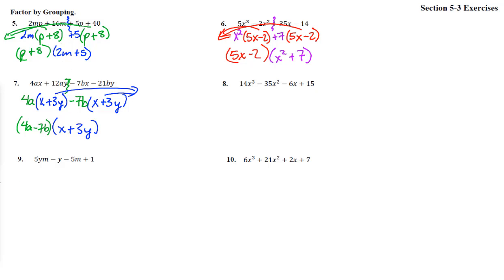All right, number 8. Let's split this one up, cut it down the middle. Let me see, 14x cubed minus 35x squared. It looks like we can take out a 7x squared. And what is it that we get when we pull out a 7x squared? We get a 2x, minus, pull out a 7, you get a 5.